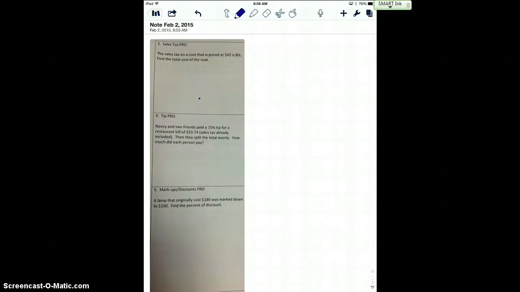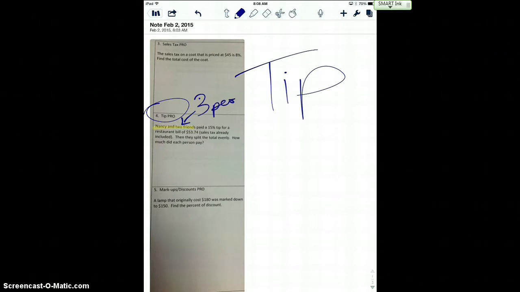All right, I am going now to number 2. Okay? Actually, it wasn't number 2, it was number 4 on tip. So this is the problem on tip. Nancy and 2 friends. So how many people is that? That's 3 people going out to eat. They paid a 15% tip for a bill of $53.74, sales tax already included. Okay. Then they split the total evenly amongst the 3 of them. How much did each person pay?